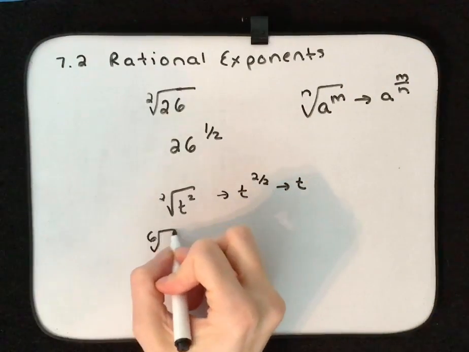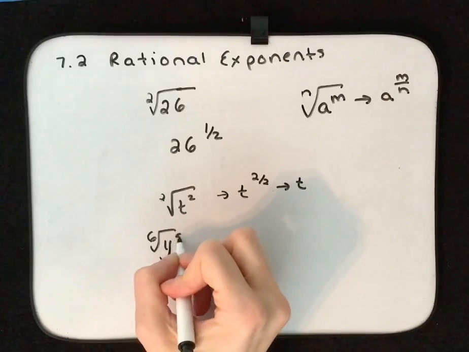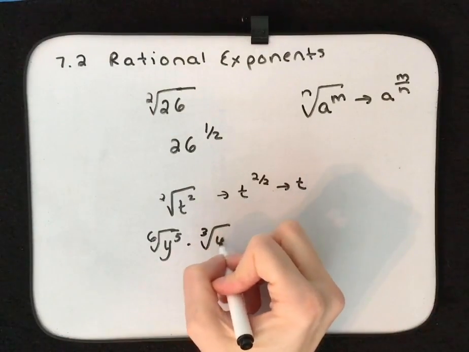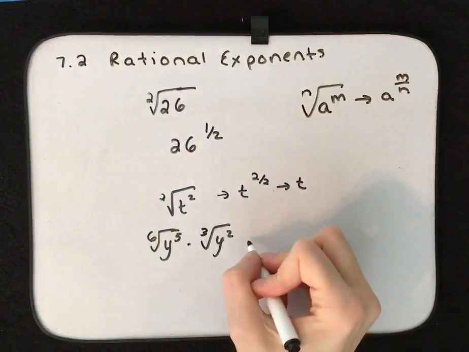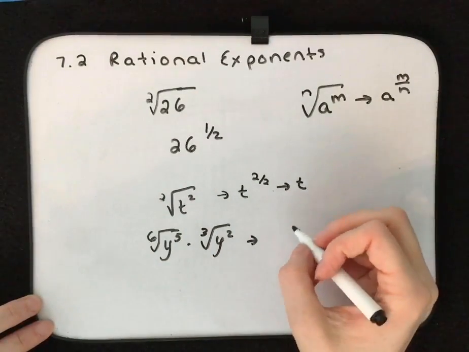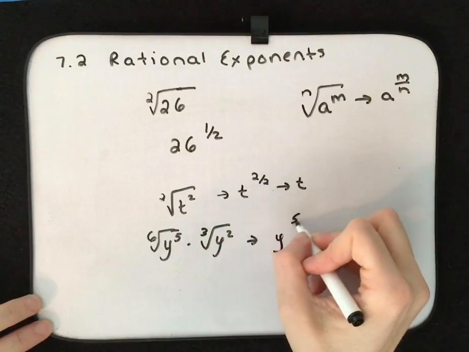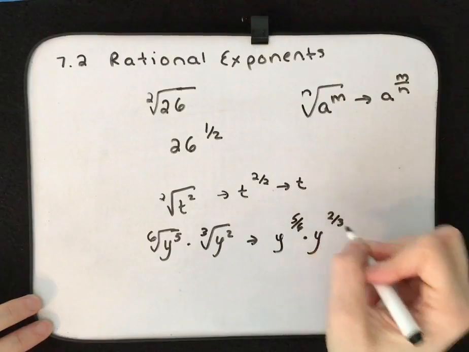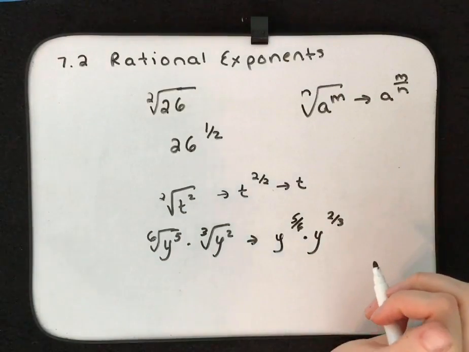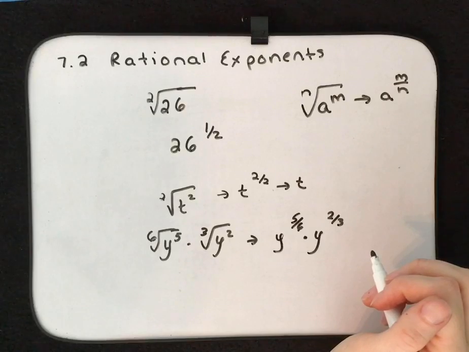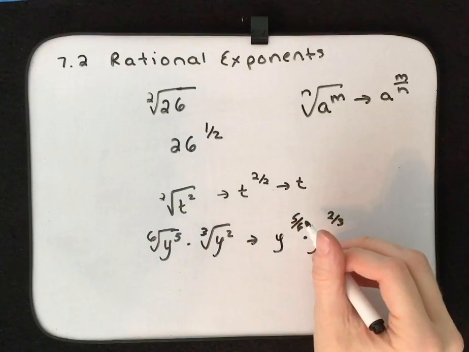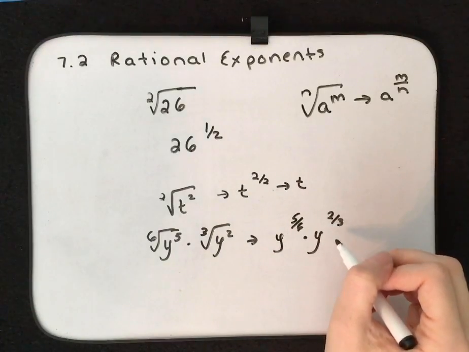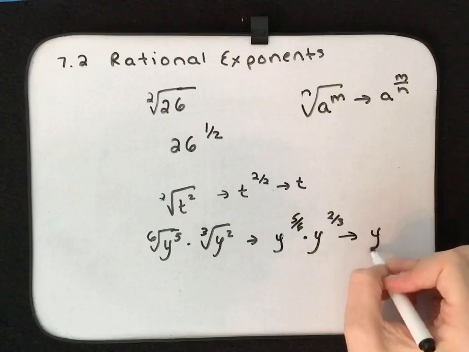The sixth root of y to the 5th times the cube root of y to the second, well, that's going to go to y to the 5/6 times y to the 2/3. And then you can add your exponents. If we add our exponents, we can get a common denominator, which would look like 5/6 plus 4/6 when we simplify this, which would look like 9/6, which will give us 3/2.